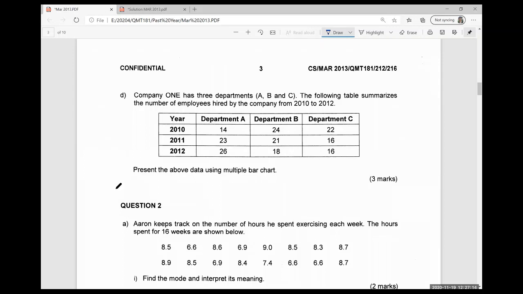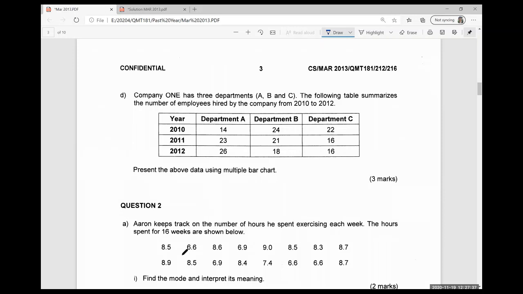Okay, so in this case, it doesn't state anything regarding that. So just give a general form that you have 3 departments and 3 years. You can use year as the x-axis or department as the x-axis. Whichever method you use will be the same because it doesn't give you specific information on how you must create your bar chart, right?